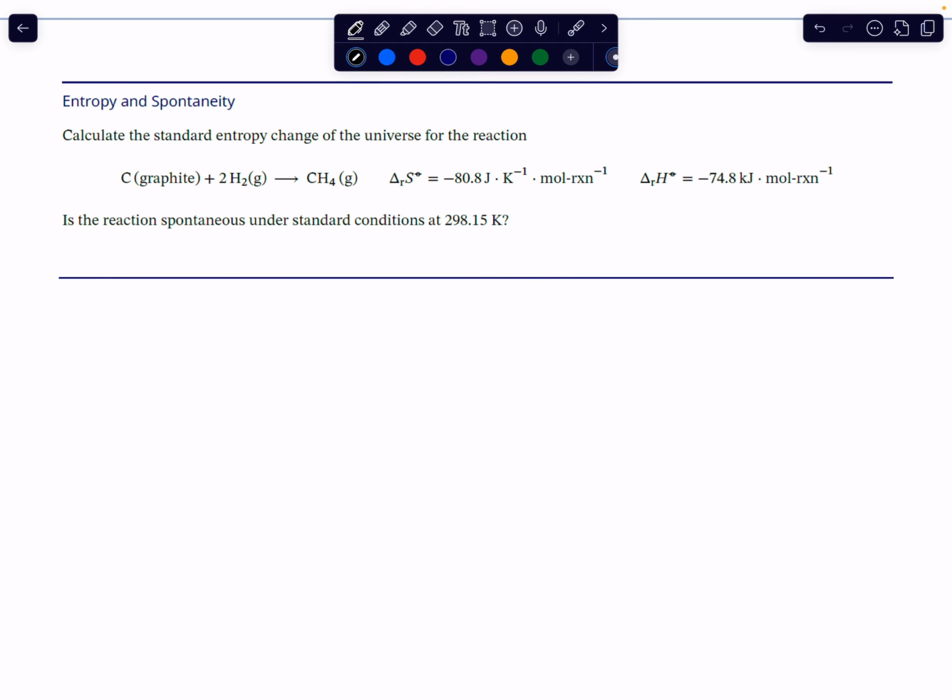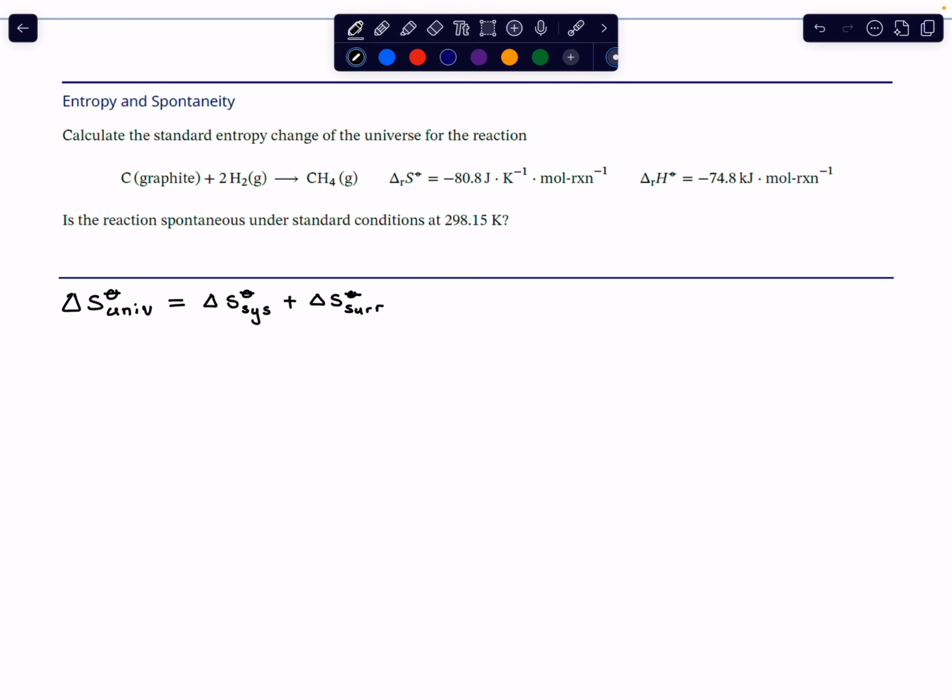All right, so our first question is, how do we calculate the standard entropy change of the universe? If we recall, the standard entropy change of the universe, so the second law, is given by the sum of the standard entropy change of the system plus the standard entropy change of the surroundings.